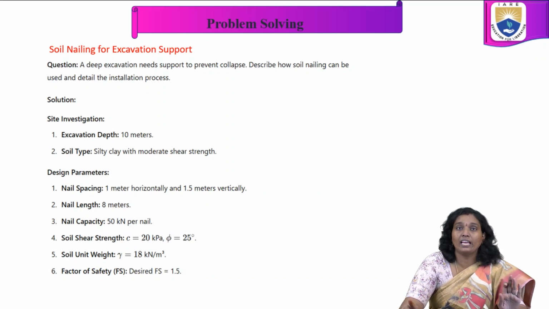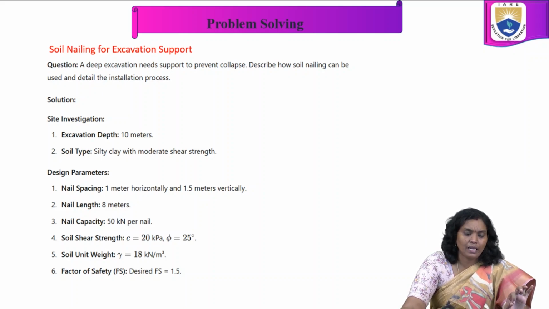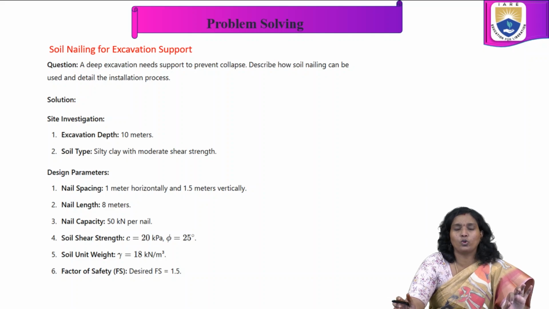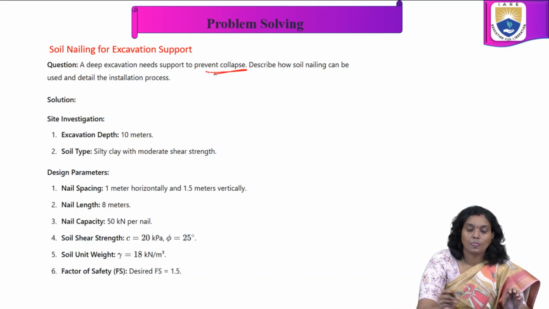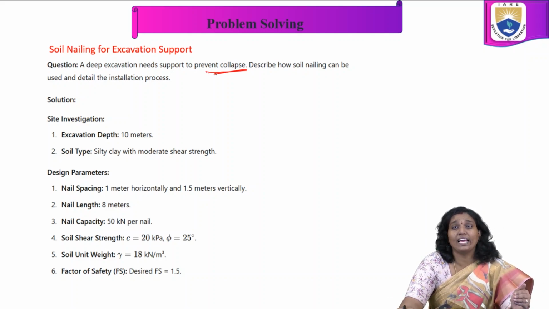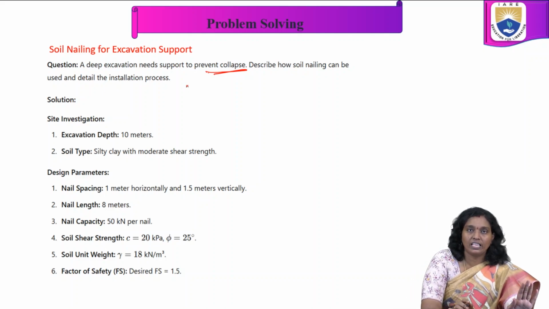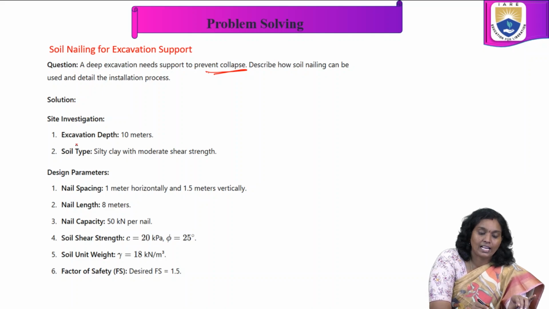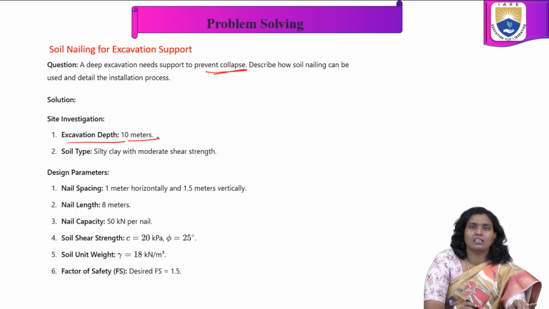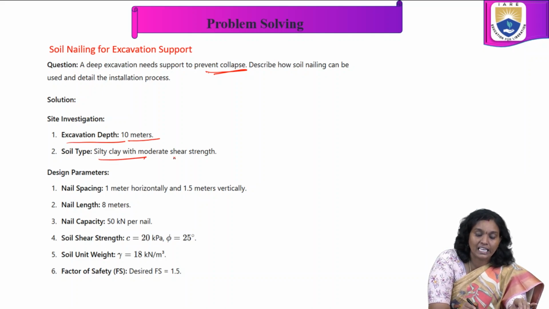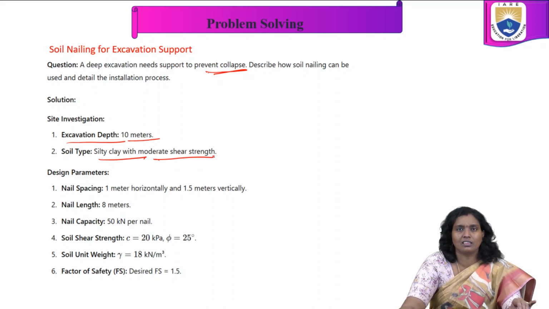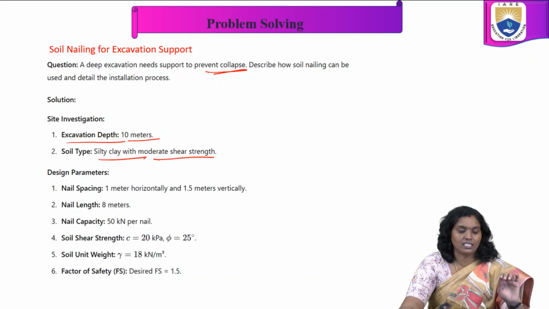In soil nailing for excavation, a deep excavation needs support to prevent collapse. Describe how soil nailing can be used and detail the installation process. In this site investigation, the excavation depth is 10 meters, and the soil type is silty clay with moderate shear strength. These are the site investigations for our soil nailing excavation.